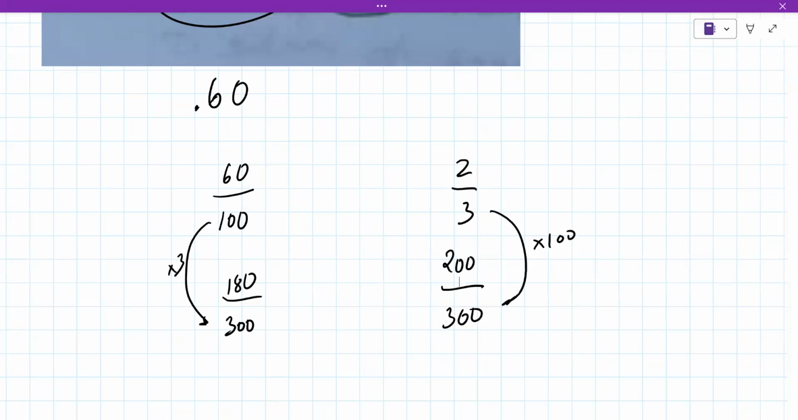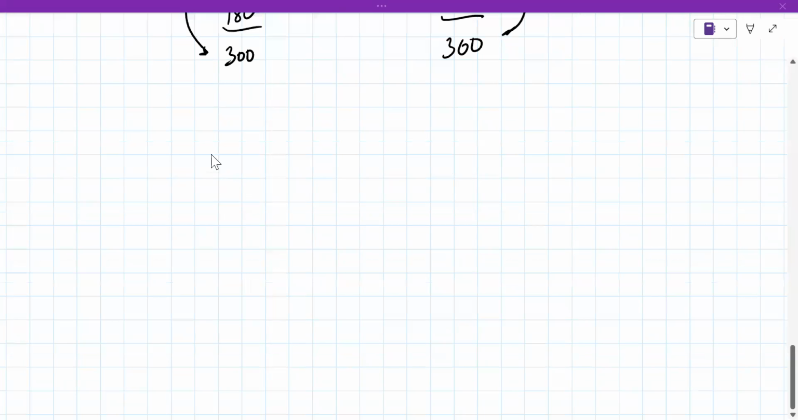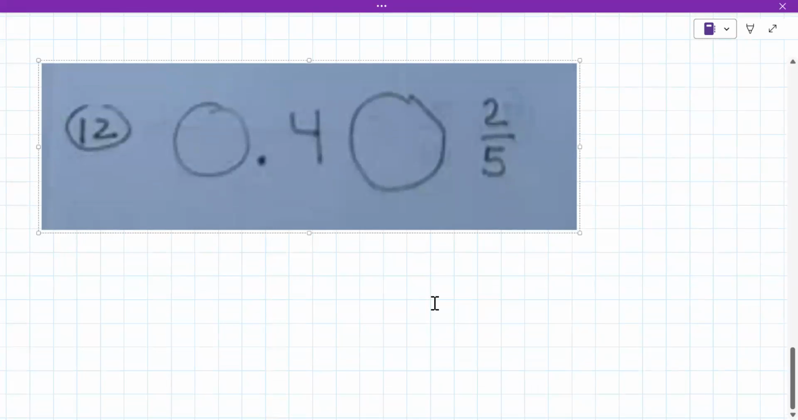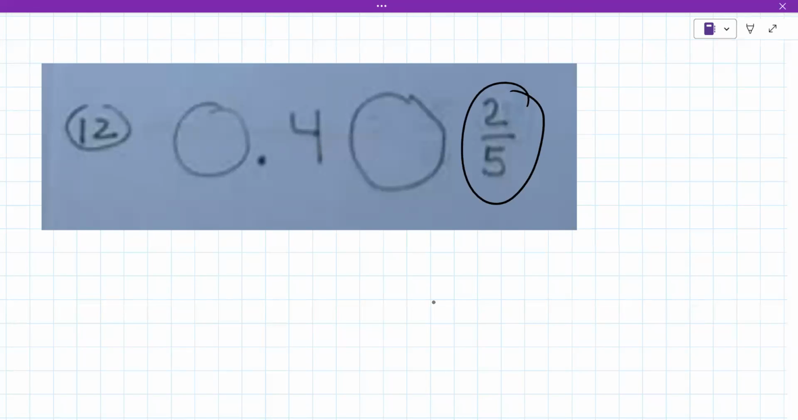So to answer number 12, you have to decide what you like converting things to. Would I rather convert the fraction to a decimal, or the decimal to a fraction? Which one fits your eye? I think converting to a decimal. Okay, converting the fraction to a decimal. Yes. Okay, so go ahead and do that, please.